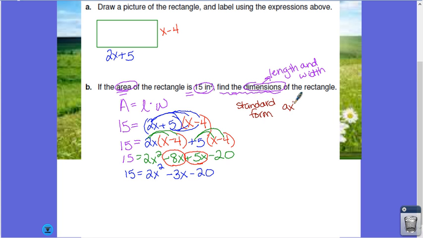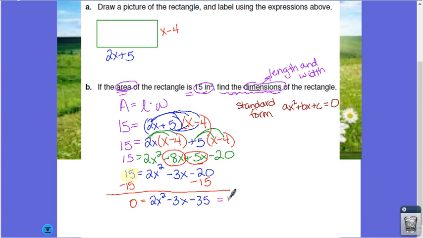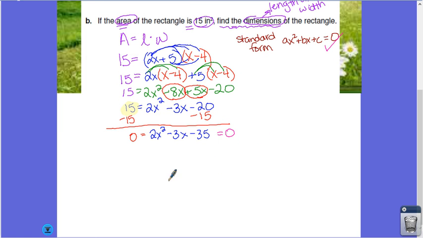Standard form for a quadratic equation states I should have my ax squared term, followed by my bx term, followed by my c term, and it should all be equal to 0. This is not equal to 0. I want to get rid of this 15, so I'm going to have to subtract 15 on both sides. Now I have 0 equals 2x squared minus 3x, and then same sign add, minus 35. Most of us are more comfortable with having our equals 0 on the right side of the equation. That is fine if you choose to place it there. Now we have standard form.